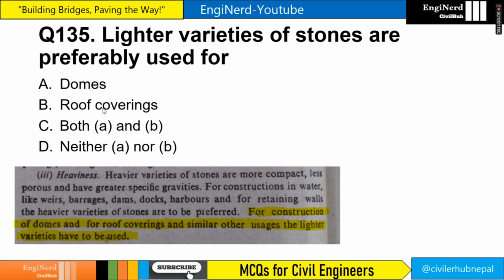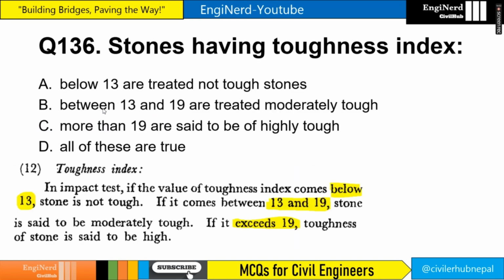Question number 135. Lighter varieties of stones are preferably used for what? Domes and roof coverings. If you see here, for construction of domes and for roof coverings and similar other usages, the lighter varieties have to be used, right? Stones having toughness index below 13 are treated as tough stones. Between 13 and 19 are treated as moderately tough, and more than 19 are highly tough. If you see here, the answer is all are correct.